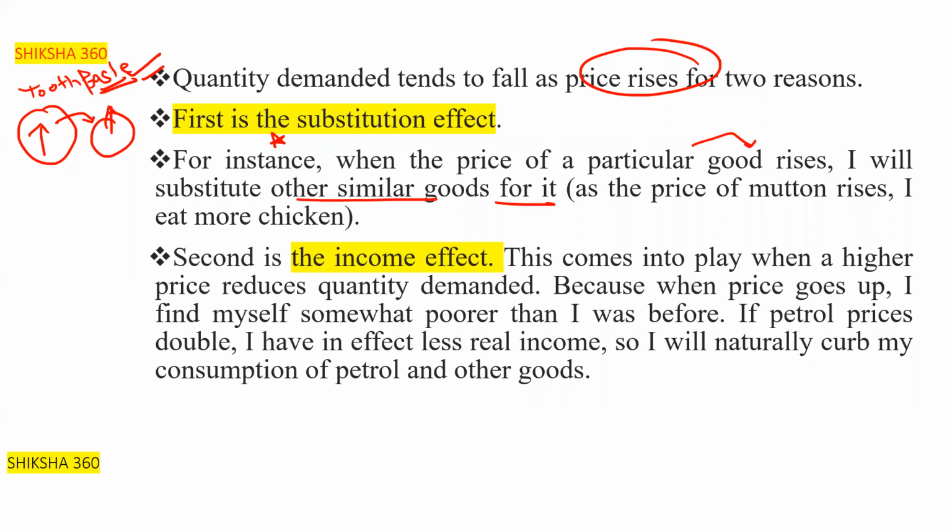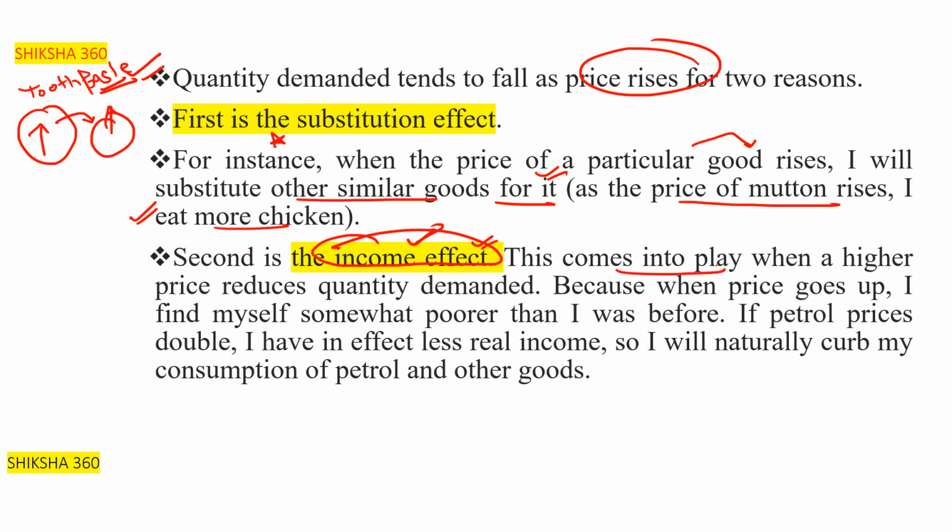This is the example of the substitution effect: when the price of a particular good rises, we substitute other similar goods for it. If the price of mutton rises, we will move towards chicken, eating chicken in place of mutton. The second one, on how quantity demanded tends to fall, is the income effect.